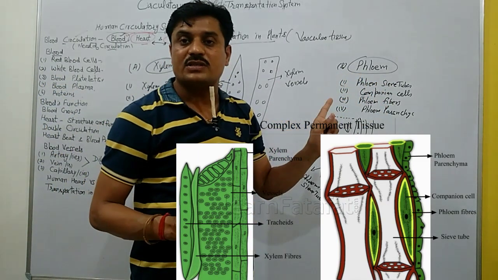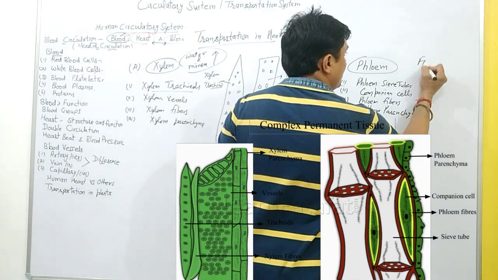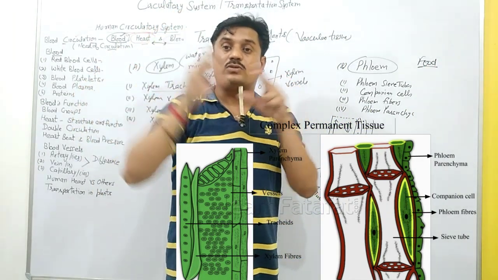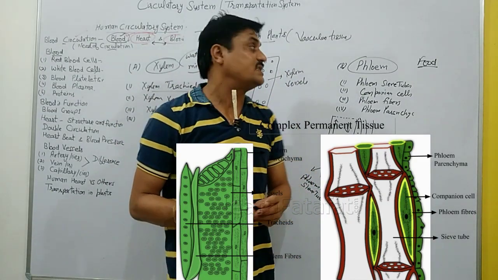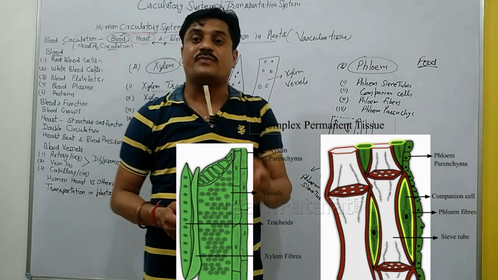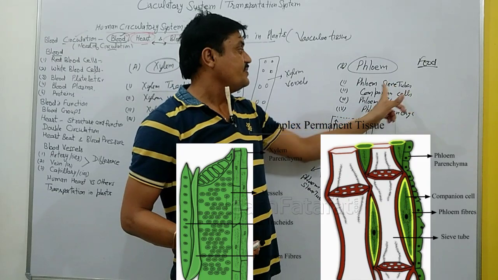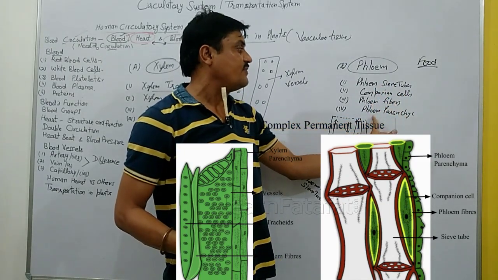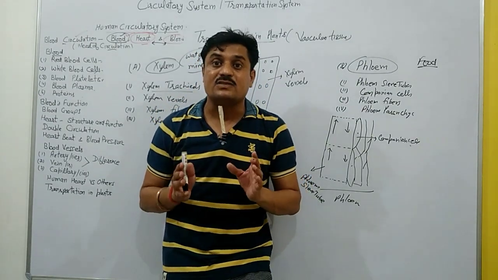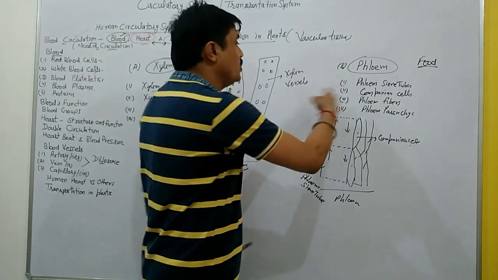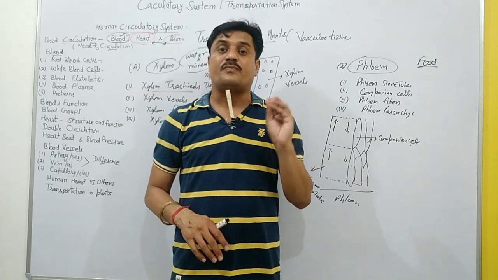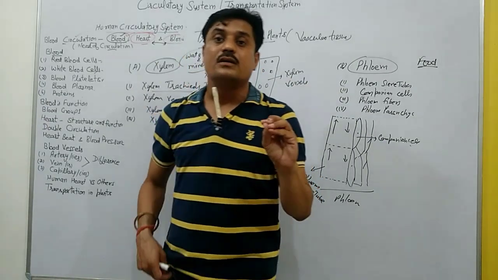Similarly, phloem is the vascular tissue meant for the transportation of food from the aerial parts, meaning from the leaves, into the rest of the parts where food is not synthesized. Phloem also has four components, four different types of cells: phloem sieve tubes and companion cells, phloem fibers, and phloem parenchyma. We are here just to describe the cells responsible for transportation. The phloem fiber and xylem fiber we will discuss later in the plant tissue chapter in detail.